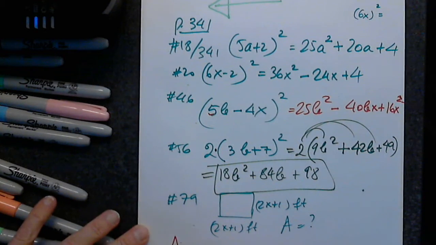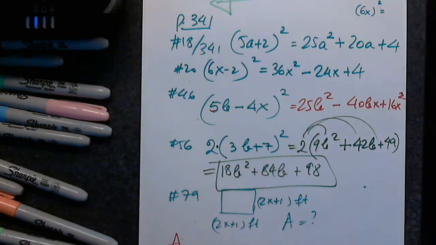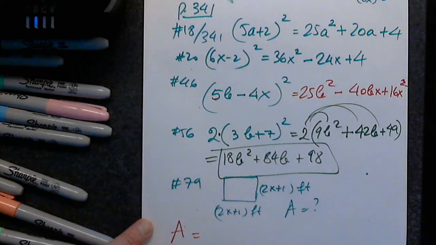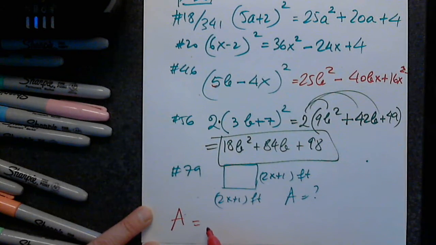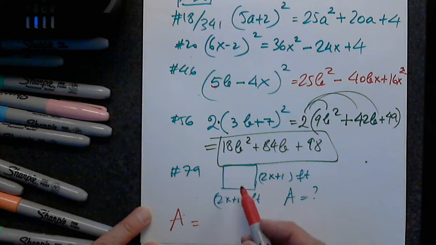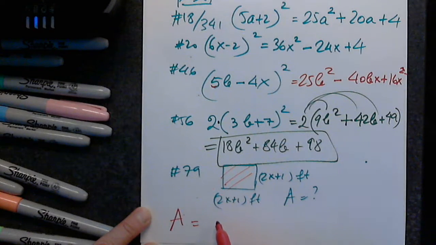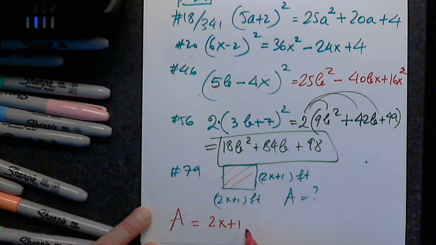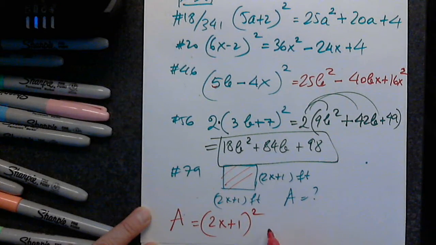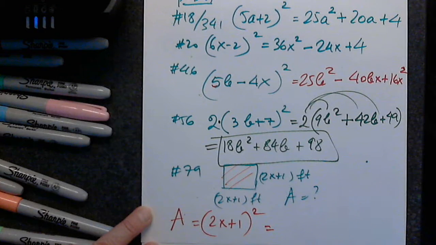Okay, how do I determine the area of the square? Can anyone tell us what to write first? Length times width. The area of a square is the side squared. Yeah, 2x plus 1, squared. Good. Ready? How many terms will you give? 3. Very good. Awesome. Ready? 4x squared. Awesome.